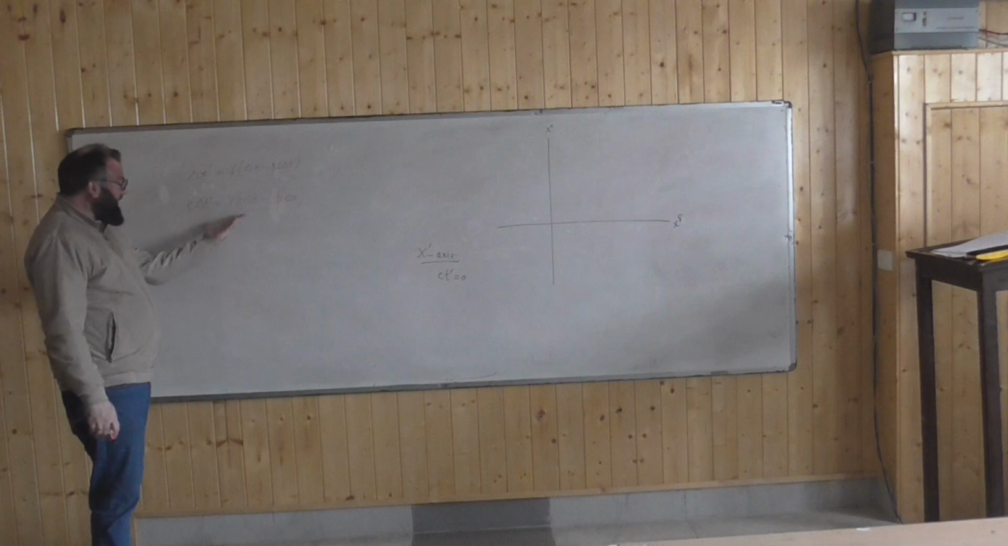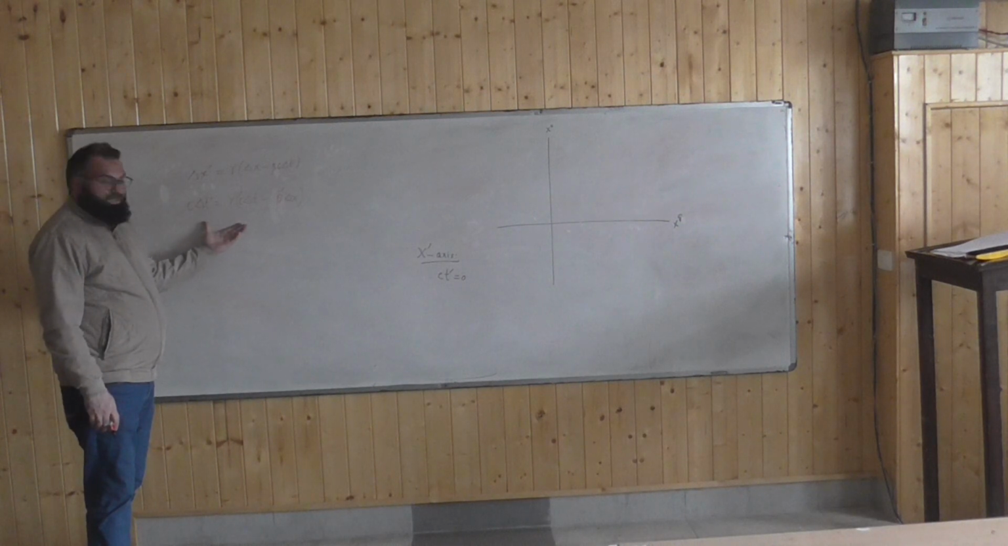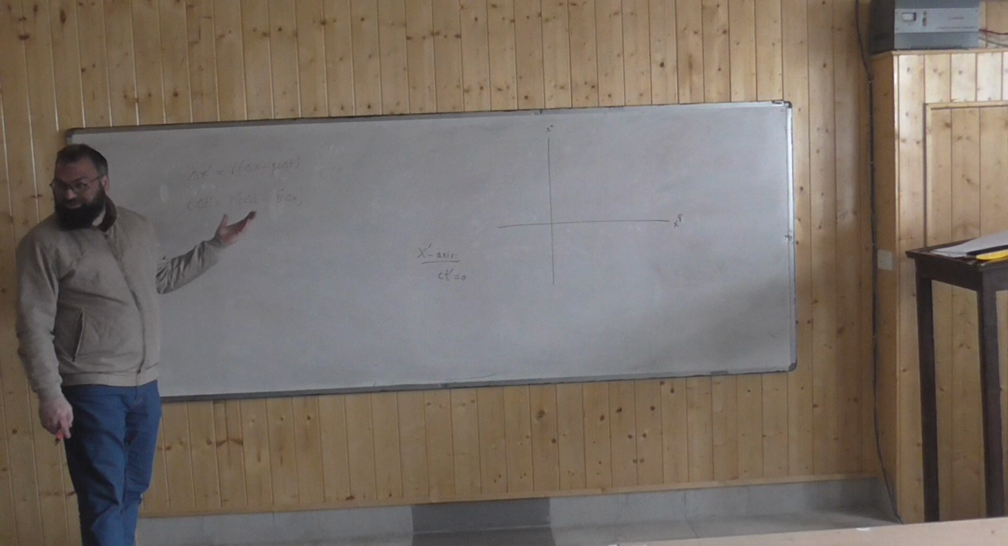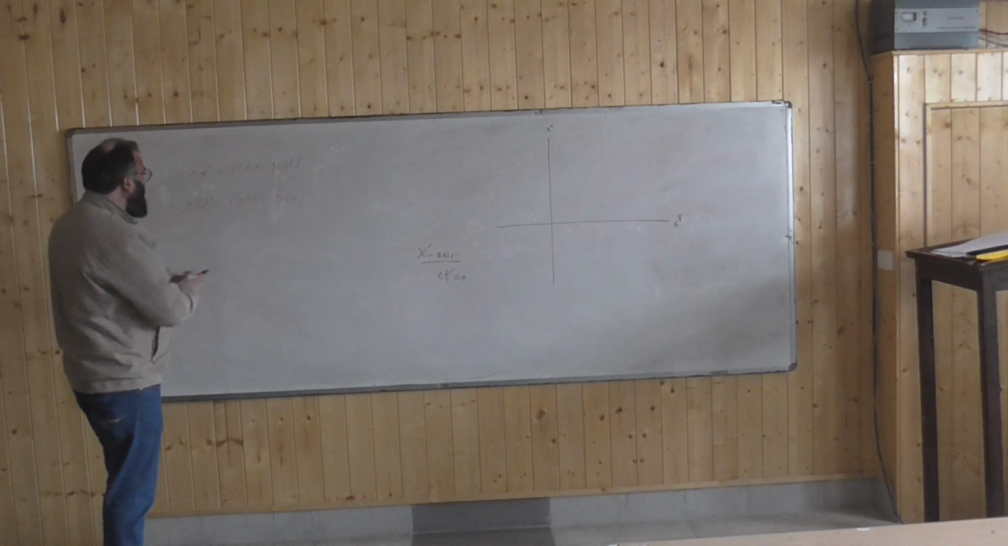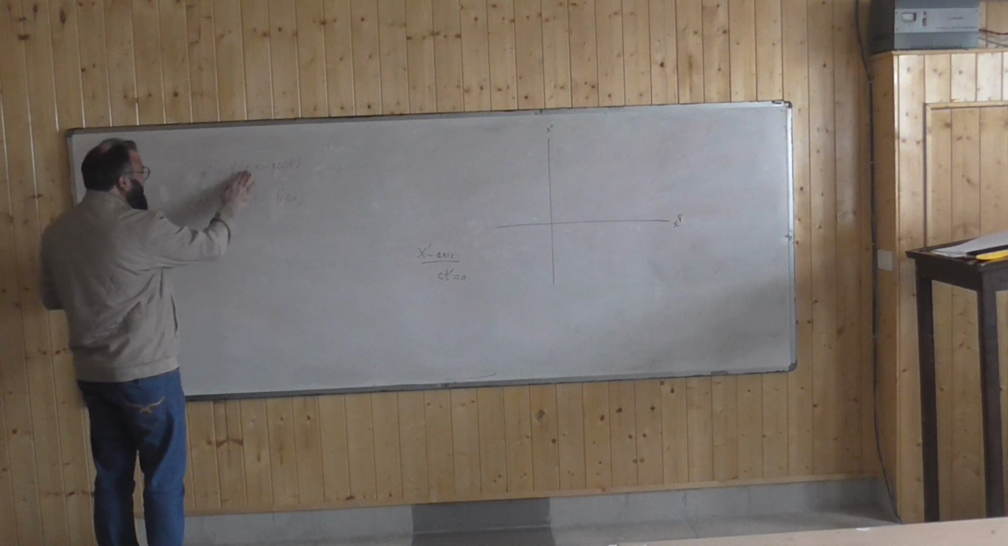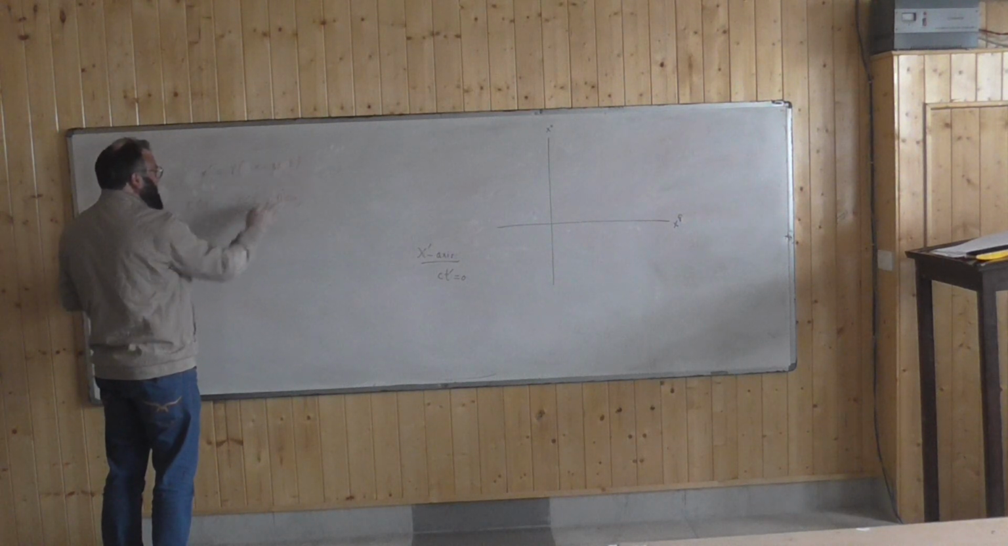Now let's look at this transformation. It means c t prime is equal to 0. So what will I get? Let's not put delta, let's put it simply this way.